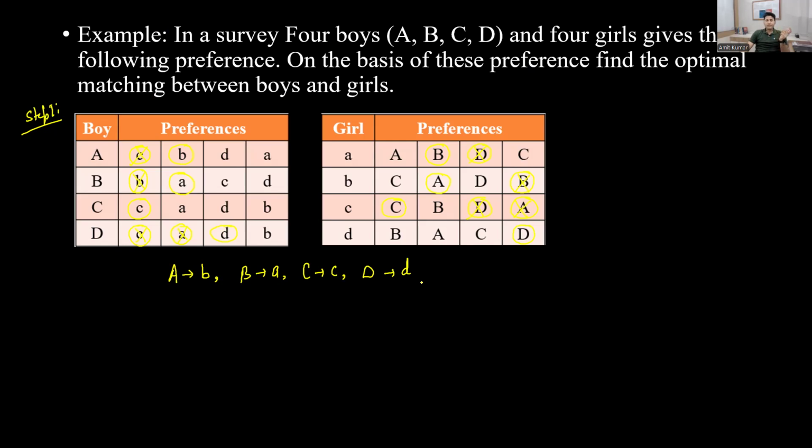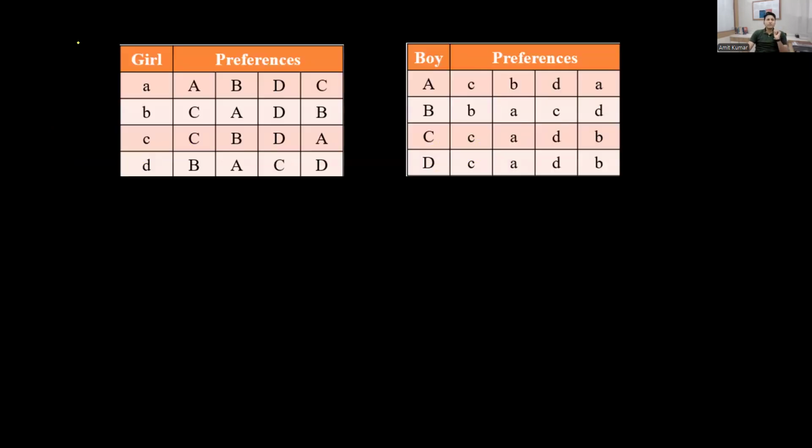Now, can I say the problem is stable? The answer is no. Why? Because in order to say the problem is stable or has an optimal solution, we are supposed to check matching on both ends. In step one, we have checked the matching from boys to girls. Now we will reverse the roles. That means now girls will be the proposing group and boys will be the accepting or rejecting group. So let us see step number two.